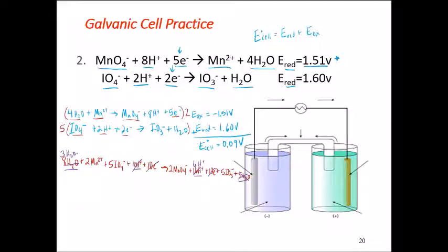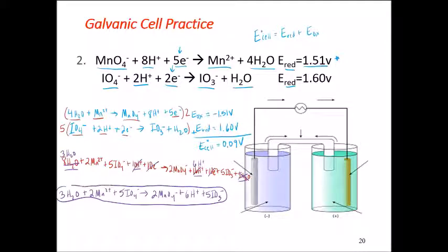Now I'm ready to write my overall, so I get 3 water plus 2 manganese 2s plus 5 periodates. That's going to give me 2 permanganates plus 6 hydrogens, 5 iodates. So here's our overall balanced reaction. Wow, that was quite a lot to get that. So we found our E cell and we balanced our reaction.